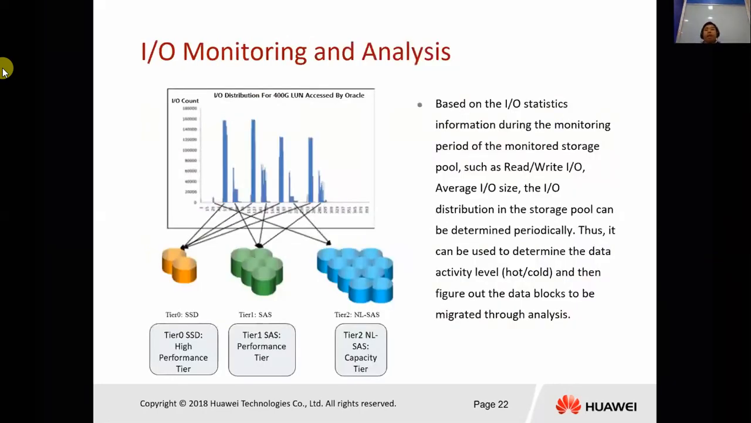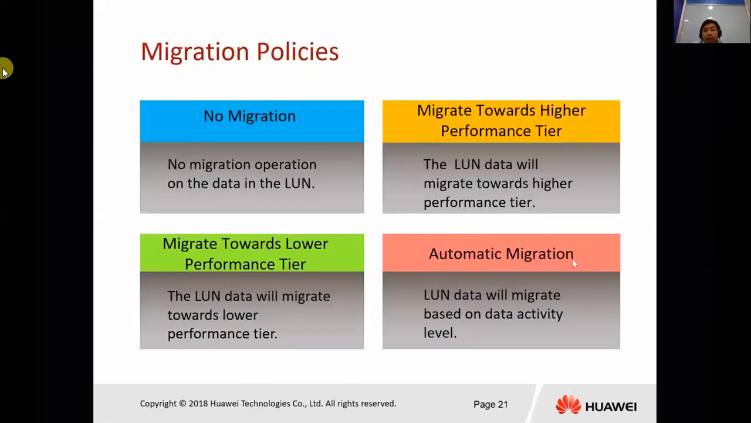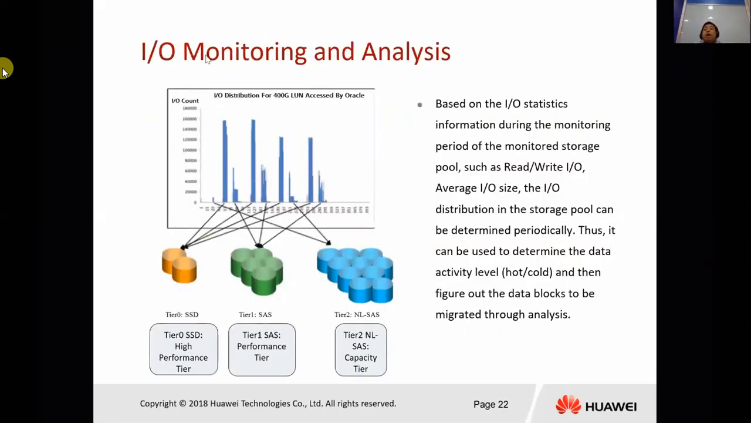Next, IO monitoring and analysis. If you want to use automatic migration, you need to activate the IO monitoring, because I need to have the result. I need to know which is hot, warm, and cold data. So you activate it, then it will monitor on the controller itself, and it will tell you the result of which is warm, hot, and cold data.